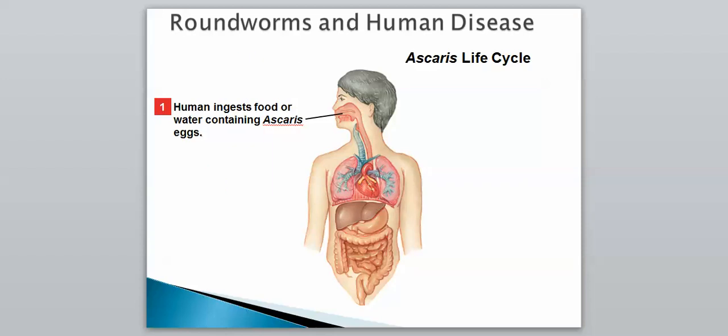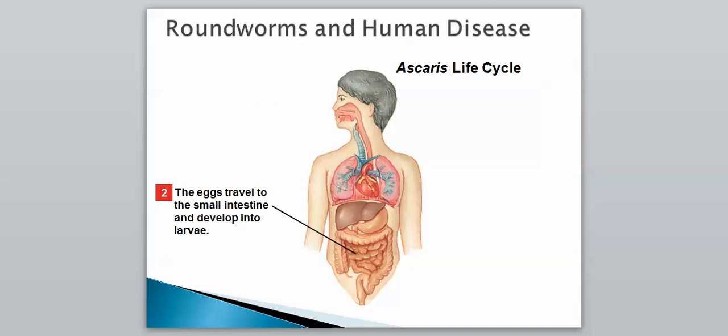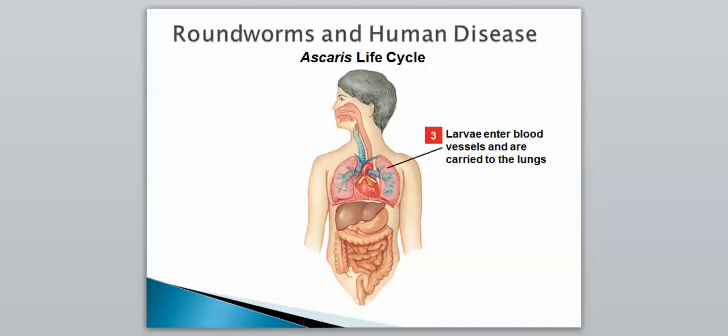So first step is a human will ingest food or water that contains the Ascaris eggs. So that's the first step. Then the eggs will travel to the small intestine and develop into larvae. So again, pointing to our small intestine there, that's step number 2. Step number 3, the larvae will enter our blood vessels and they're carried to our lungs, which you can see there, pointing to our lungs. So then the larvae will actually enter into our lungs.